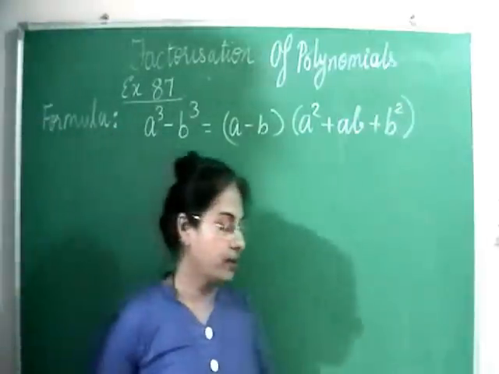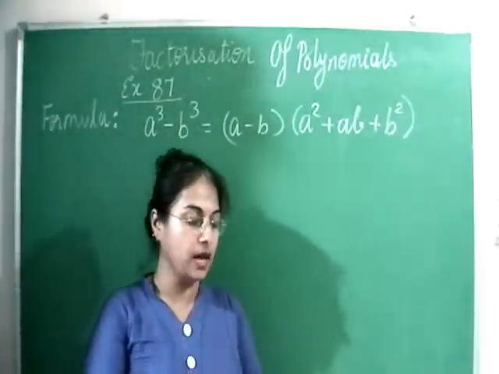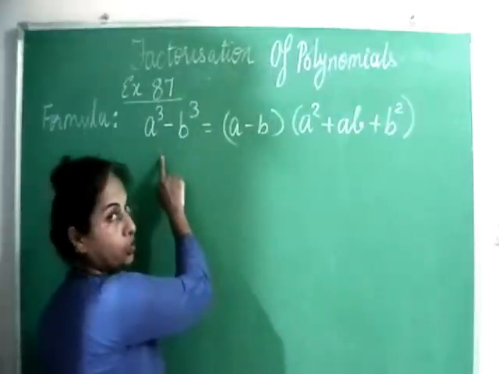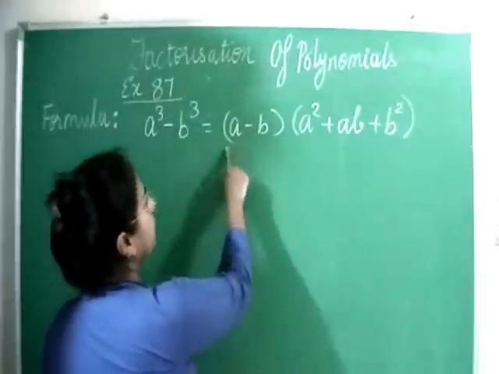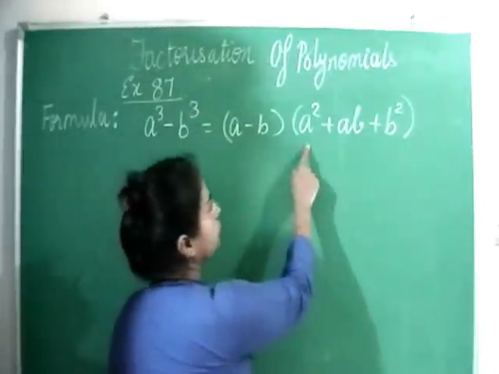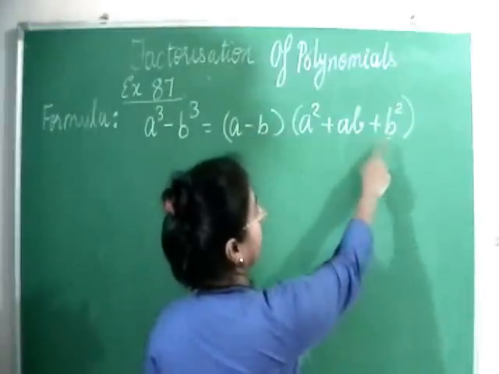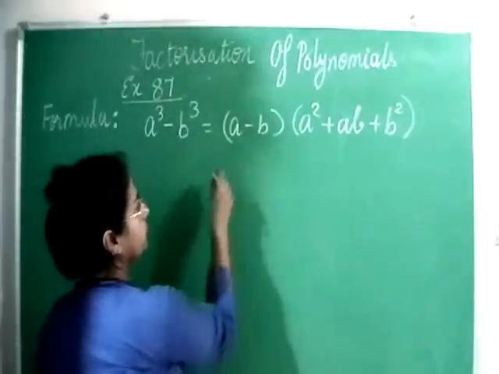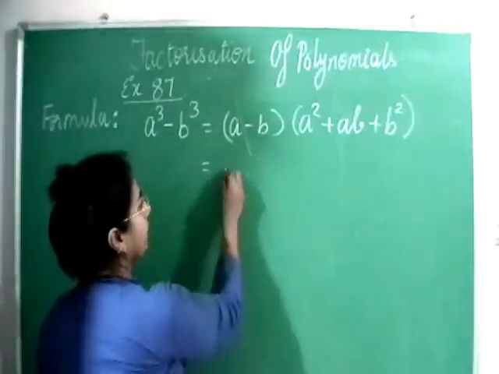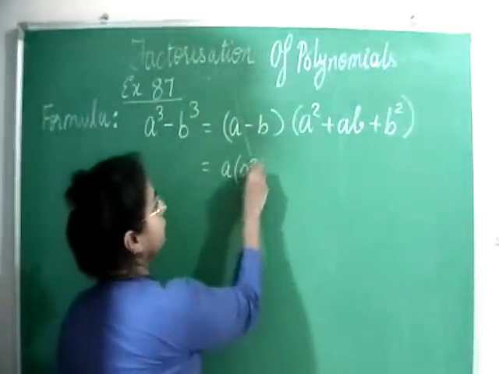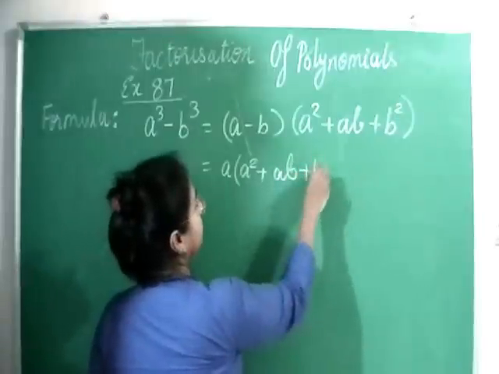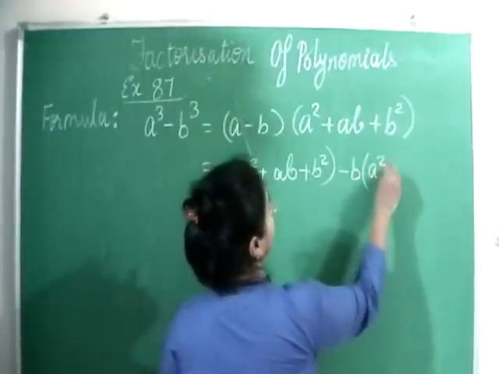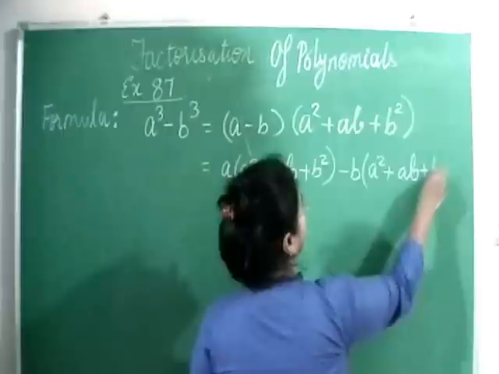Hello children, now we come to exercise 87, the last exercise of this chapter. Now in this exercise we will need the formula a cube minus b cube is equal to a minus b into a square plus ab plus b square. Now again I'll explain how this answer comes when you open this bracket. Cut the bracket into two parts: a into a square plus ab plus b square, and the next piece minus b into a square plus ab plus b square.